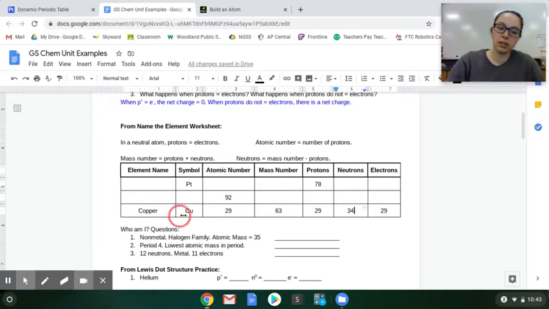Okay, so this is when we're given the element name. Now for this top row right here, we are just given the element symbol. So we need to be able to find the element symbol. Now what's lucky for us is we're also given the number of protons.